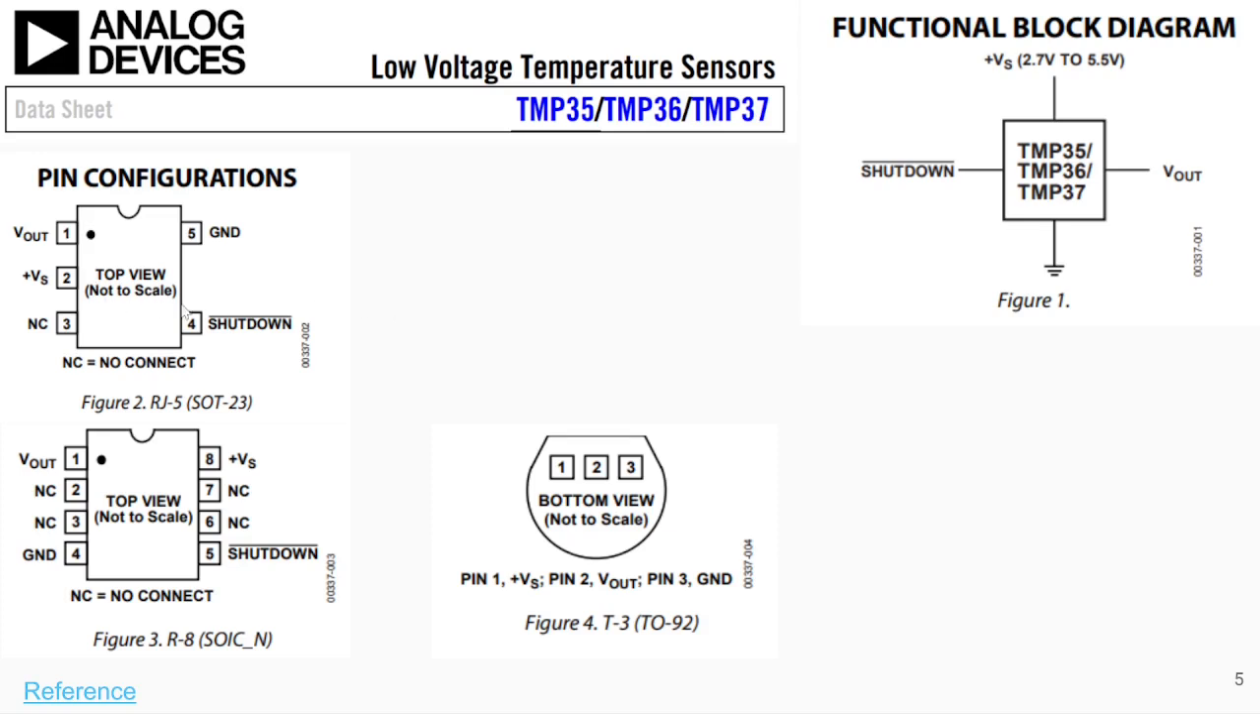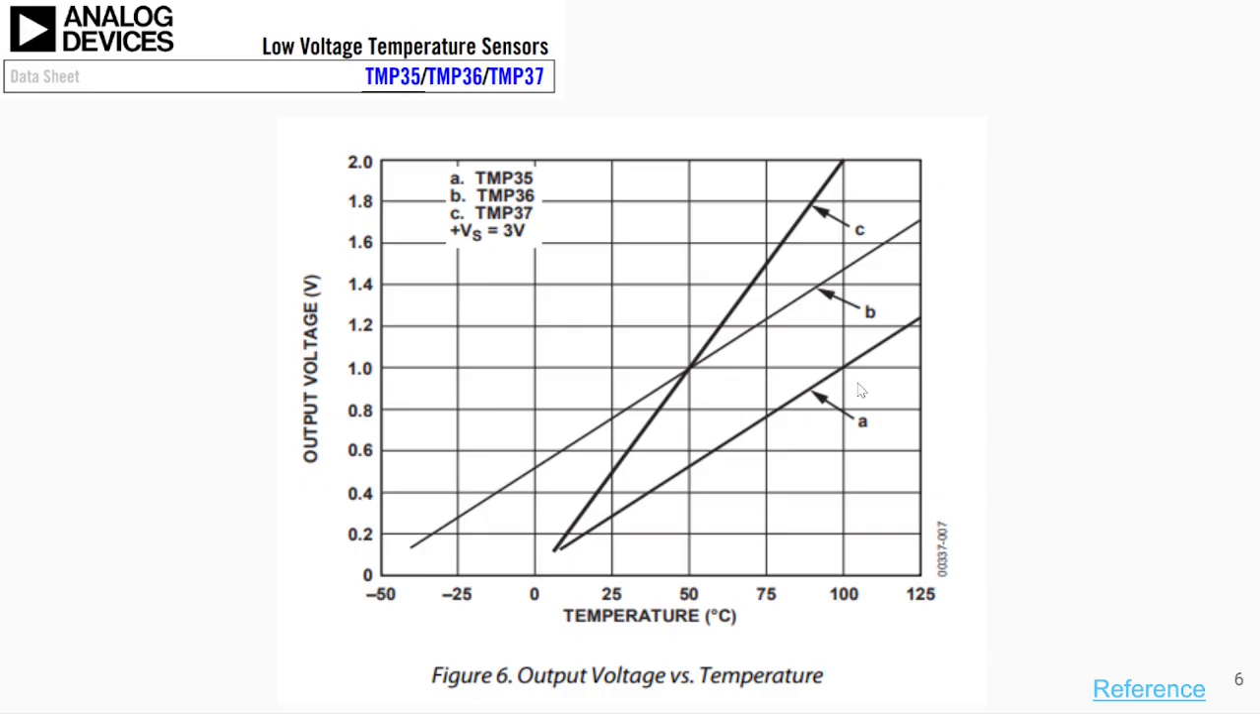Okay, so these are the different packages. In packaging, you can find this particular TMP35, 36, or 37. This is a SOT-23 package. This is an SOIC package, and this is a TO-92 or T3 package. Depending on what you want to use, you can pick your package selection, and you'll find all the signals in the respective package, as you can see here. Okay, so let's carry on.